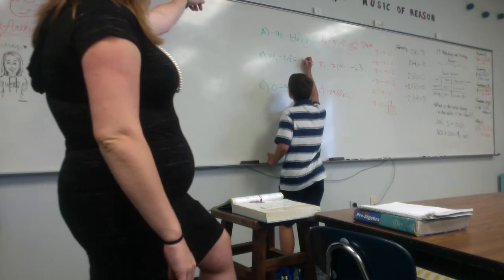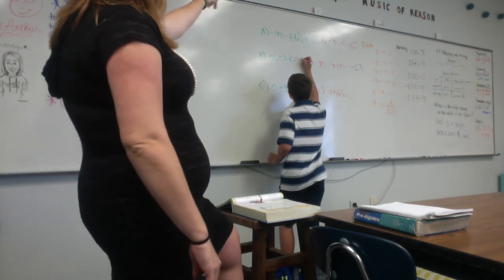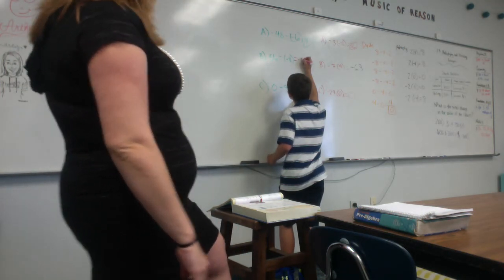A. Negative 48 divided by negative 6. A negative and a negative gives me a positive. So I get 8.